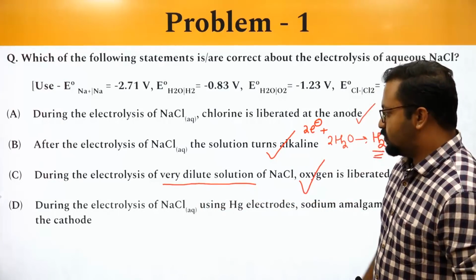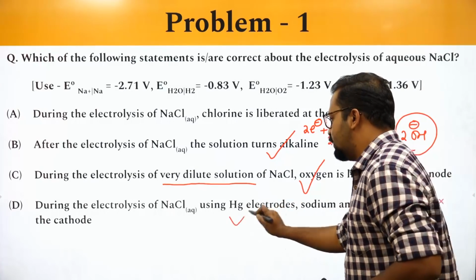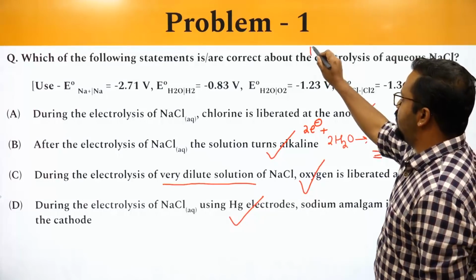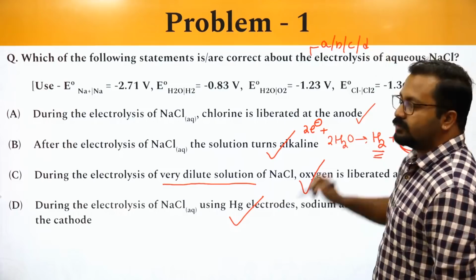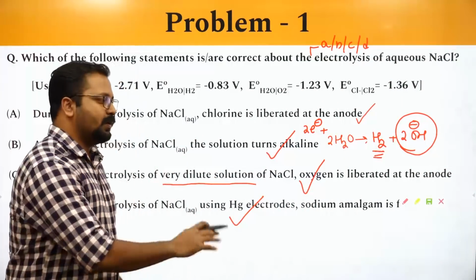So during the electrolysis of NaCl using mercury electrode, sodium amalgam is formed at the cathode. So our correct answer for this question will be A, B, C, D. Clear? Let's move on to the next question, which is on similar lines.